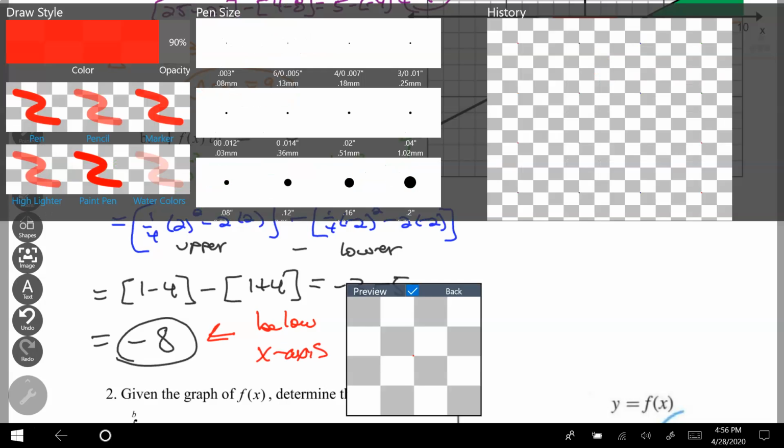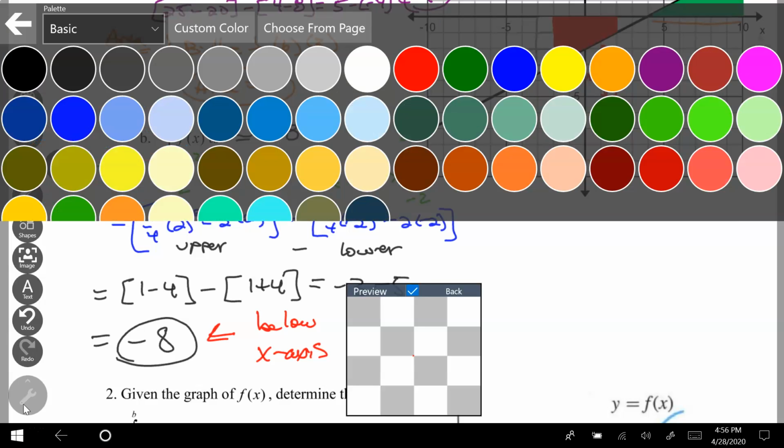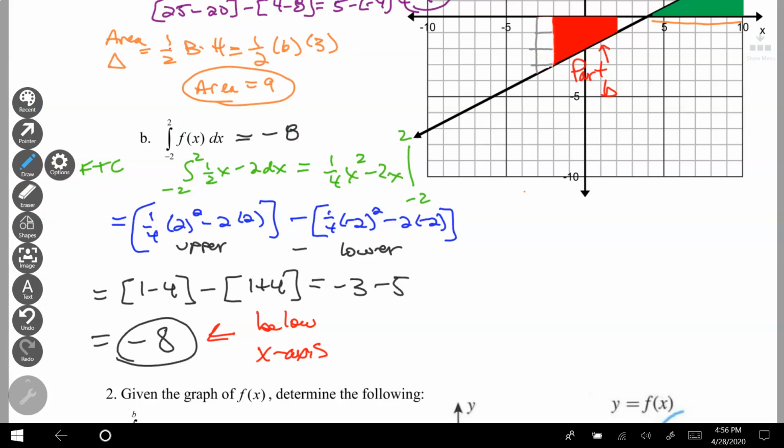Well, how about using geometry? What color should I use? I'll use orange. Well, by geometry, this shape is a trapezoid. Area equals 1/2 the height times the sum of the bases. Well, right here is the height.